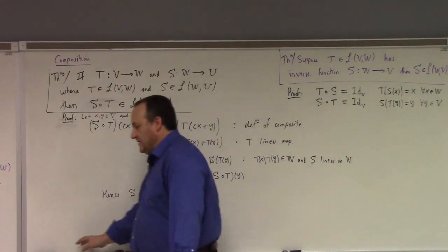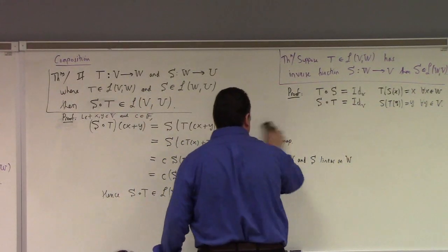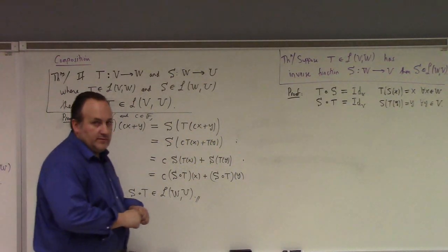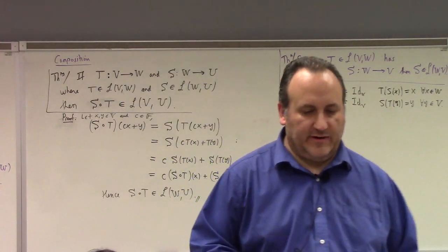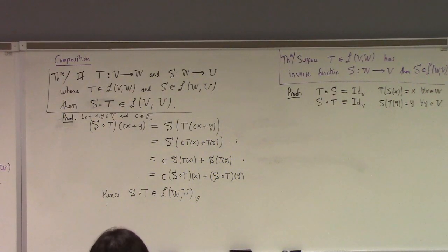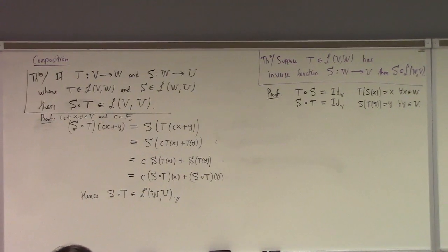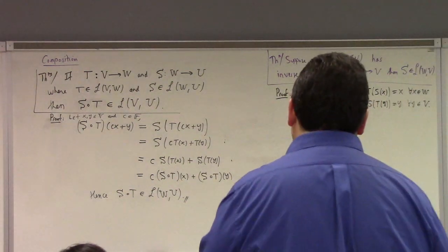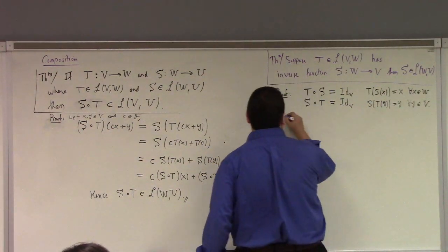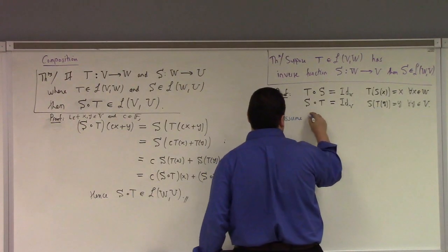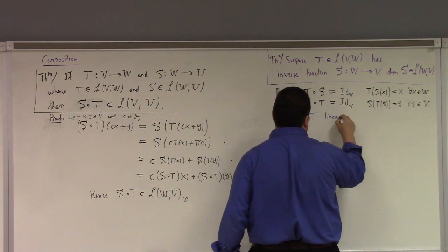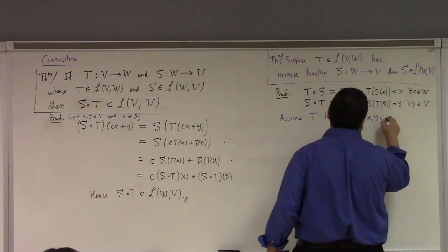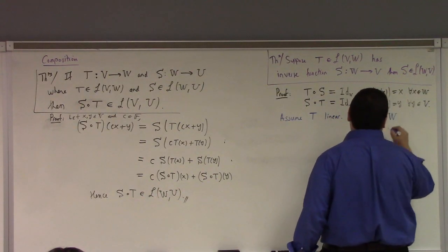Now, let me foolishly not look at my notes and see if we can prove this from scratch. Okay, famous last words. So, what are we trying to do? We're going to assume that T is linear, and we want to show S is linear. So, assume T linear. Let x and y be elements of W.